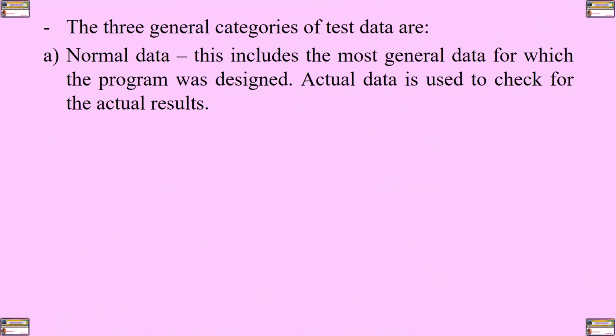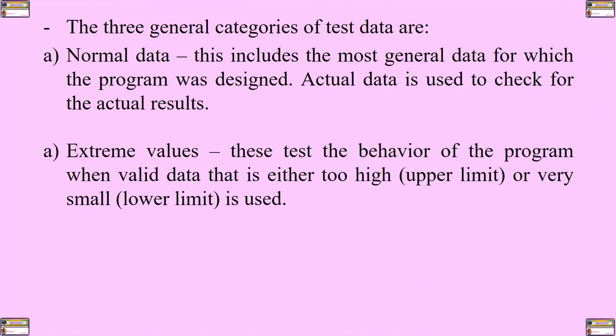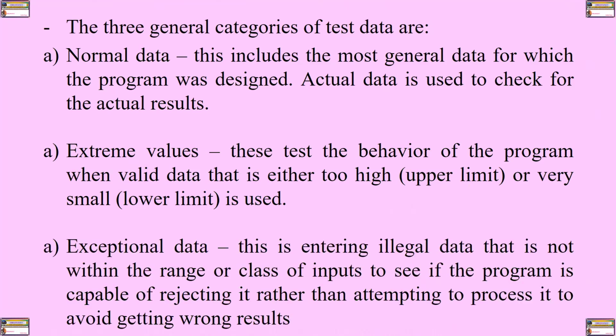Normal data includes the most general data for which the program was designed. That is the actual data that is used to check for the actual results. The extreme values are those values that are used to test the behavior of the program to see when valid data is either too high or very small. I repeat, extreme data normally involves the entry of values that are either too high or too low in order to see how the program will behave.